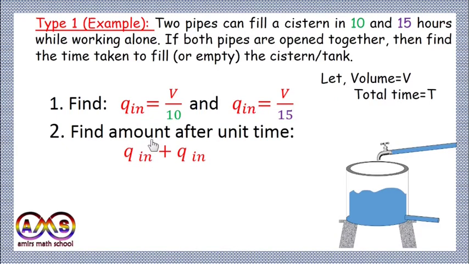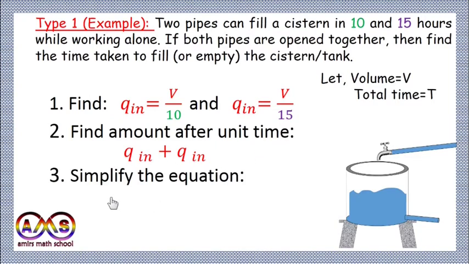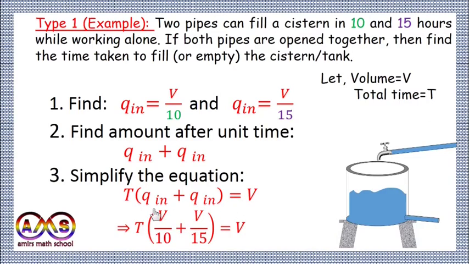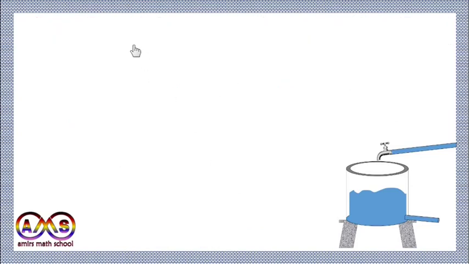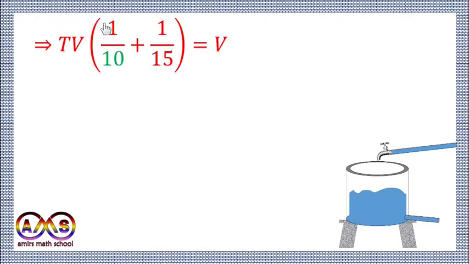So find the amount after unit time, that is Q in plus Q in, because here both the pipes fill the tank. And the final equation is T into (Q in plus Q in) is equal to V. Here T is the total time and V is the volume. This one is the amount after unit time. So just substitute the value of Q in here, that is V by 10 and V by 15, which is equal to V. And taking V common, that is T times V into (1 by 10 plus 1 by 15) is equal to V.